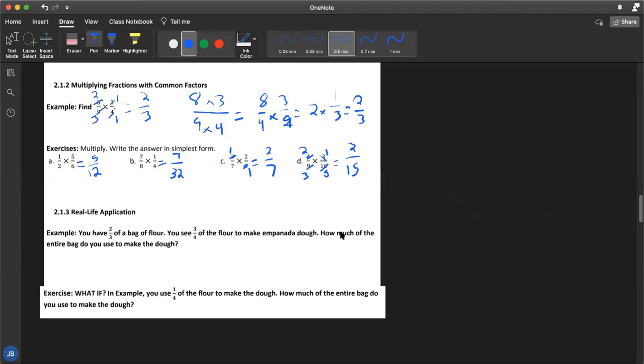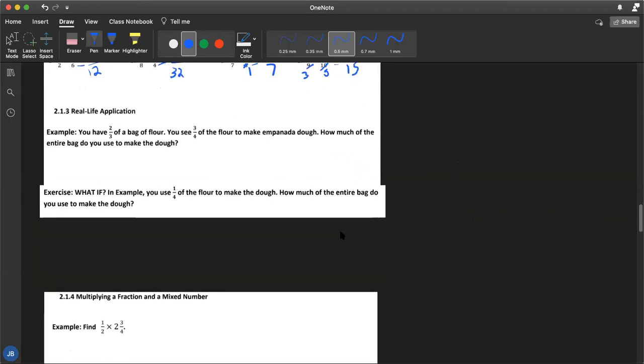All right. Real life application. Say you have 2/3 of a bag of flour. You use 3/4 of the flour to make empanada dough. How much of the entire bag do you use to make the dough?